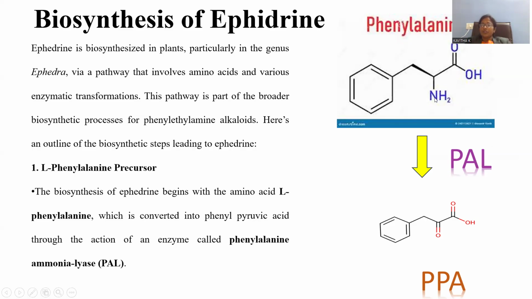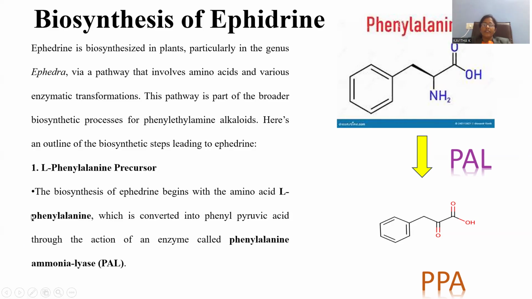L-phenylalanine is a precursor. Precursor means the material used to synthesize any other one, the starting material. In L-phenylalanine, L is the kind of configuration. All kinds of amino acids are L configured only, right? So L-phenylalanine was taken. This is an alpha amino acid, right? Amino acids are the starting material for protein synthesis. Here also we are using the same amino acid for this ephedrine synthesis, right?